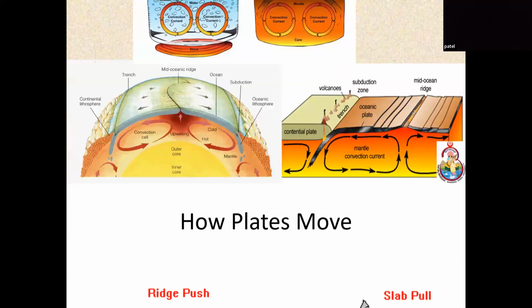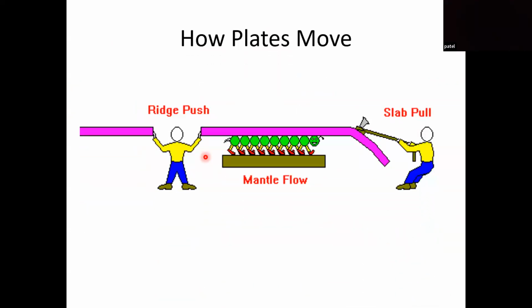So this is just one diagram where this man is pushing his plates at one place, and on another side the man is pulling the plates down. So like that, at one place the two plates are pushing away from each other, and in another place the plate is pulling down to the deeper part.